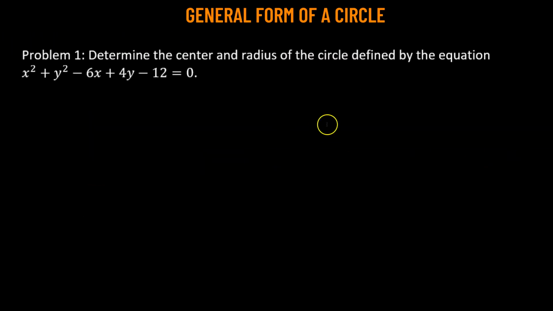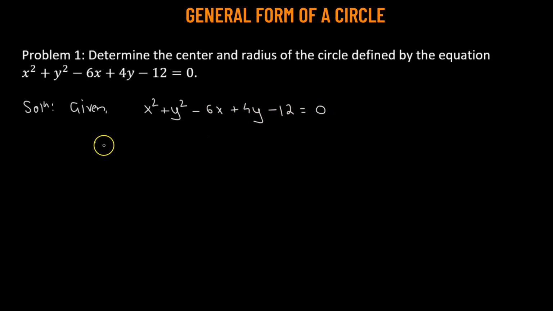Problem number 1, we need to determine the center and the radius of a circle whose equation is given. So let us begin. Here we have the equation of the circle: x squared plus y squared minus 6x plus 4y minus 12 equals 0. That is very simple. All we have to do is find out the coefficient of x. So the coefficient of x is negative 6 and the coefficient of y is positive 4.